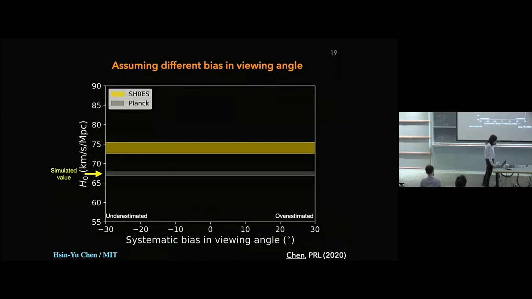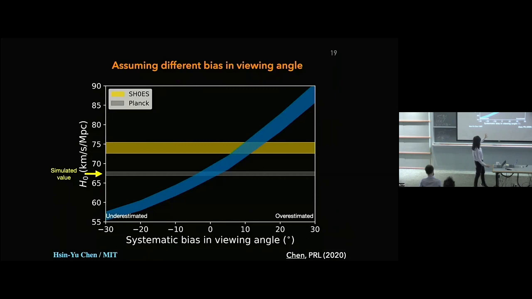Then, depending on whether you underestimate or overestimate your binary viewing angle, this blue band is what you would get from your biased viewing angle estimate. And as you can see, only a 10 degree bias in viewing angle would push your H-naught inference value all the way from the Planck value to the Schultz value. So that is a very big bias.